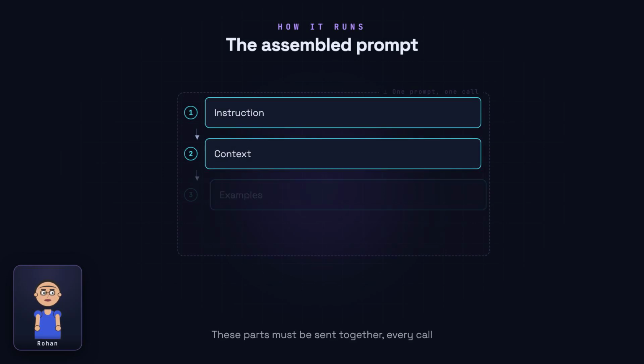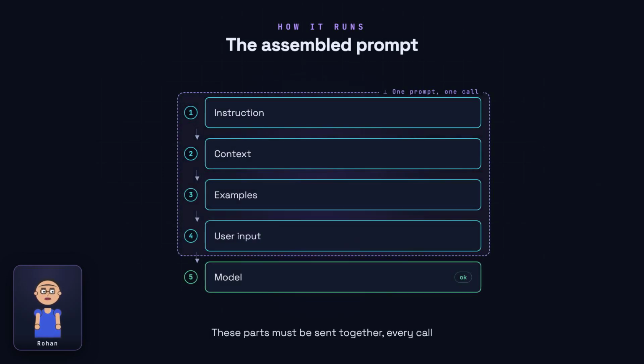Put them together, and this is your prompt. The crucial thing: instruction, context, examples, and the user's input all travel in a single call. There is no state to lean on. Everything in this box is what conditions the next token distribution. Nothing outside it exists to the model.